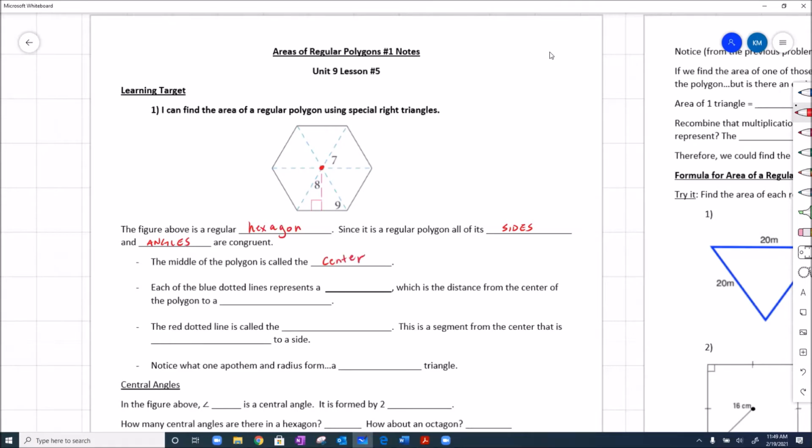And each of the blue dotted lines represents a radius, which is the distance from the center of the polygon to a vertex. The red dotted line is called the apothem. This is a segment from the center that is perpendicular to a side. Okay, make sure you're familiar with those terms. Notice what one apothem and one radius form. A right triangle.